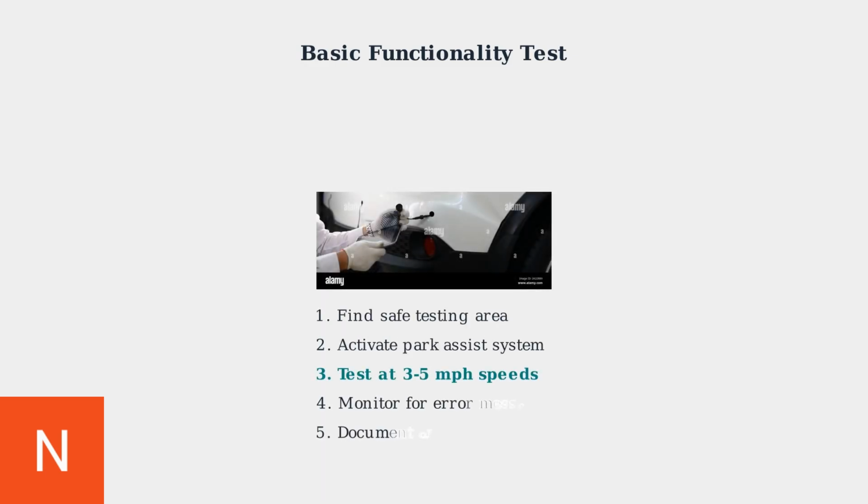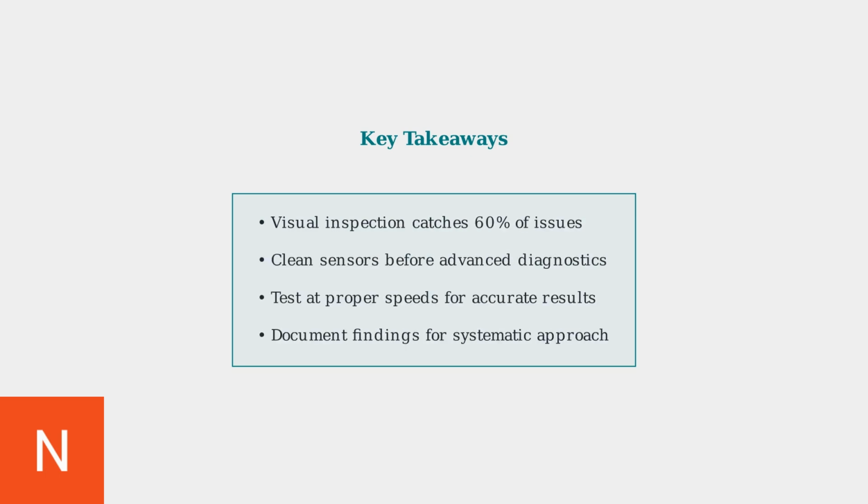After visual inspection, perform a basic functionality test. Activate the park assist system in a safe environment and test it at low speeds between 3 and 5 miles per hour. Monitor for consistent error messages. These initial checks will help you identify the most common park assist problems.